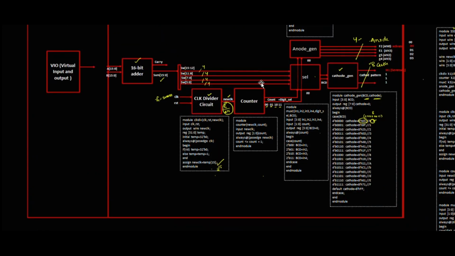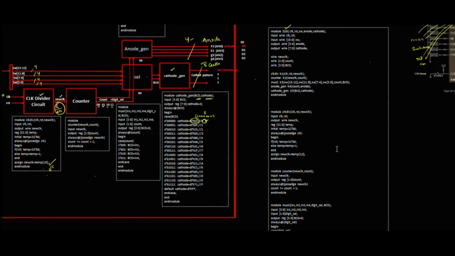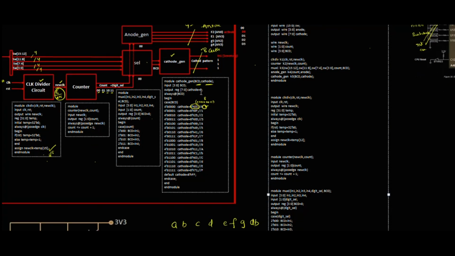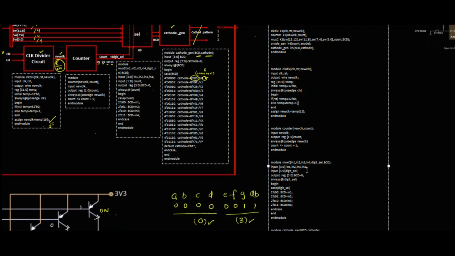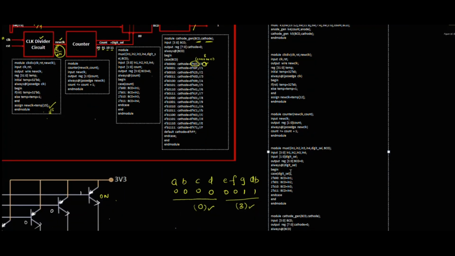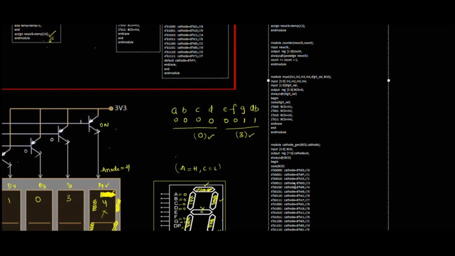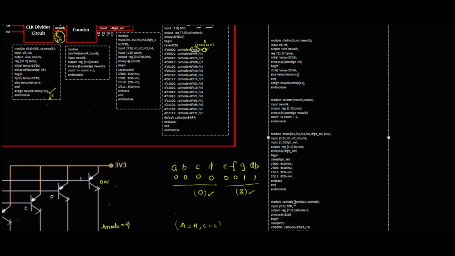There I have to create the adder module, and combine all these modules as one block. So this is the code I have over here. I wrote the code for the 7 segment display. This is the 7 segment display, this is the clock divider block, this is the counter block, this is the module where selection will be done, and this is the anode generator module and the cathode generator module. This is the cathode generator block, right?